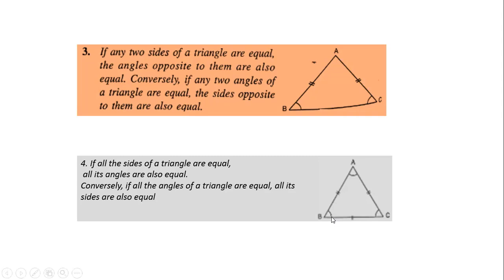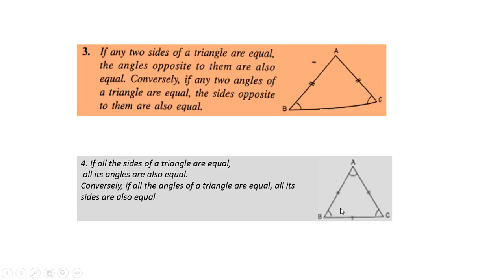Angle A is equal to angle B is equal to angle C. We can say that these three angles are the same. So you have to learn this relation: if all the sides of a triangle are equal, then its angles are also equal. And its converse is always true: if all the angles of a triangle are equal, then all its sides are equal.